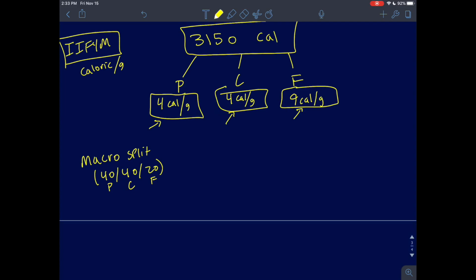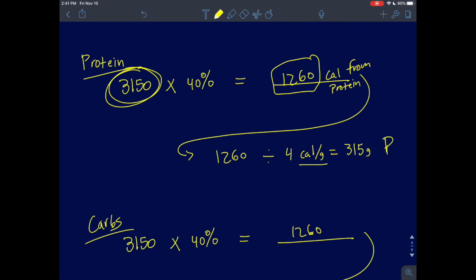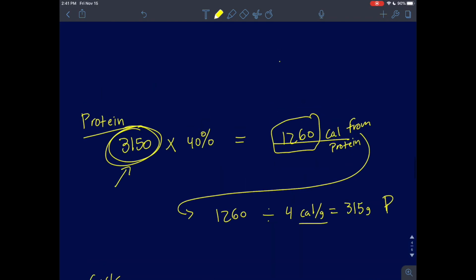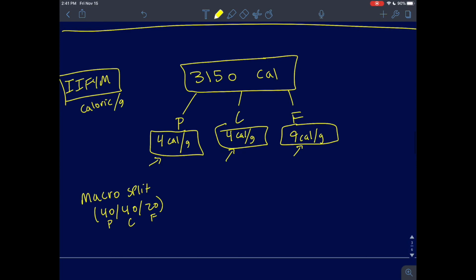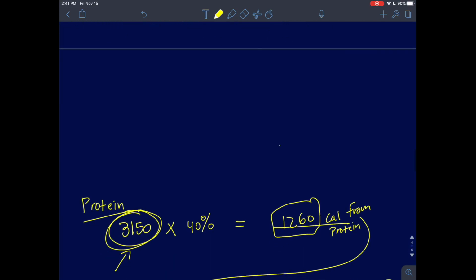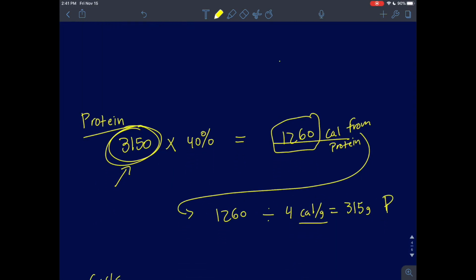We're going to require a couple calculations, which I can do here really quick for you. Okay, so I did all the calculations for you guys. We took our main calories, the 3150 calories right here, and we're going to multiply it by 40%. That gets us this number here, 1,260 calories coming from protein.